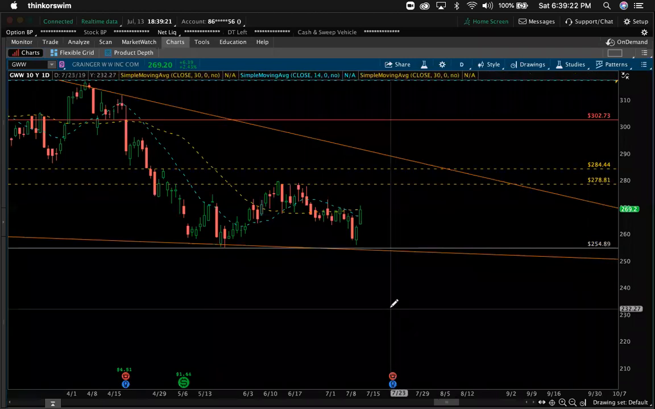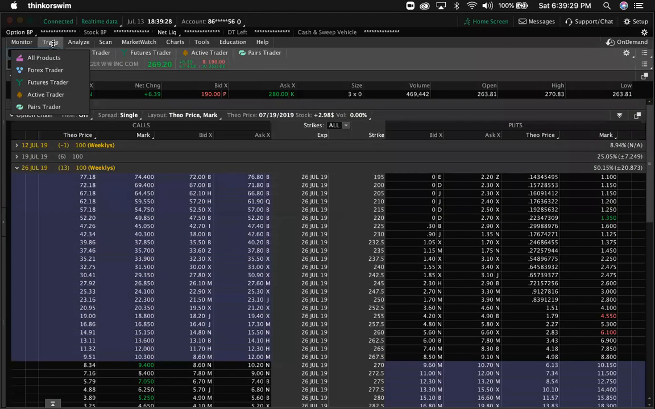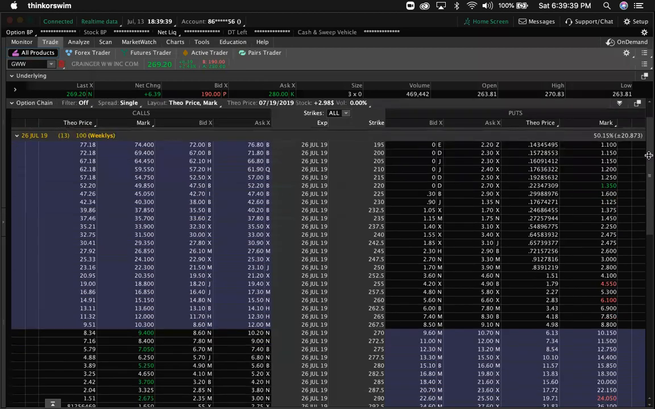Like I showed you guys, same thing with PRU. 7/24 they report. There's a lot of different options to choose from with GWW. So if they're reporting 7/24, we're going to be trading the 7/20. We're going to be trading 7/26 calls. Enough time to get into it.